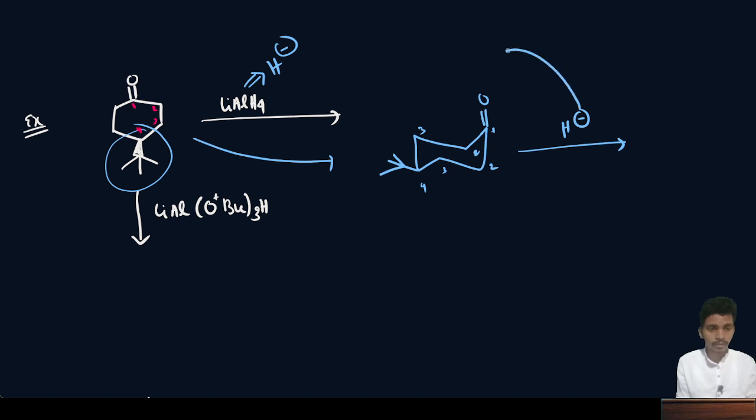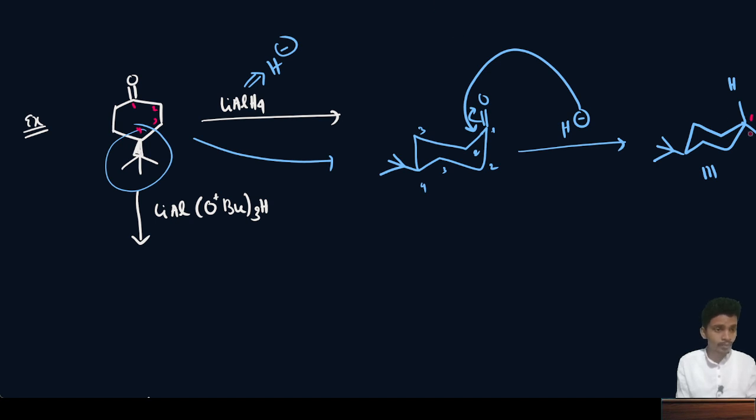The attack comes from this side, and it goes like this. Here we will have H, and here we will have O minus, and the rest stays as it is. After hydrolysis, this will become OH. After this attack and all these reactions, we again convert this into the original form. So now I am going to convert this back into the original form.